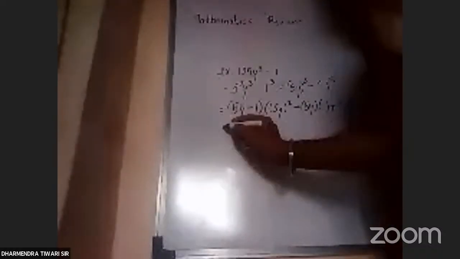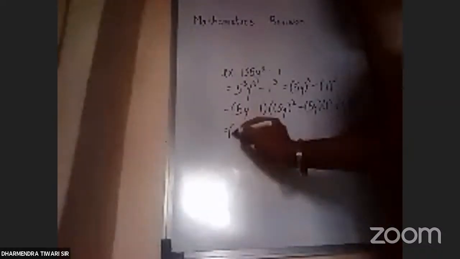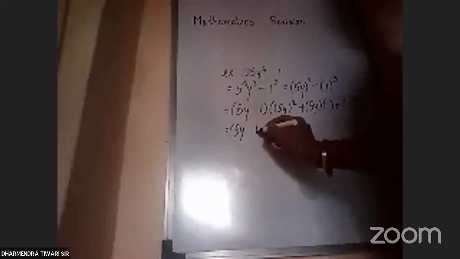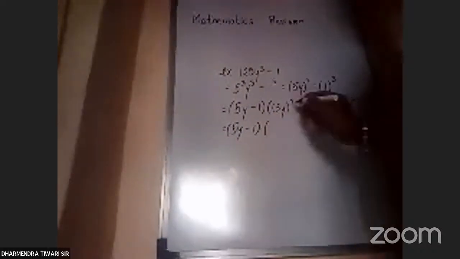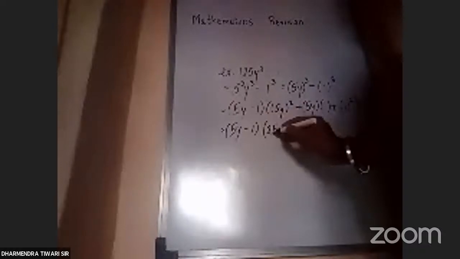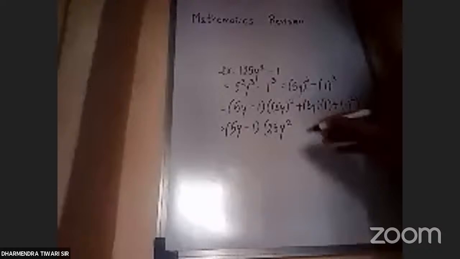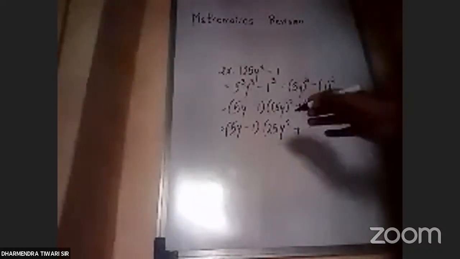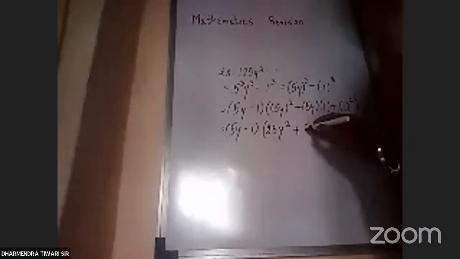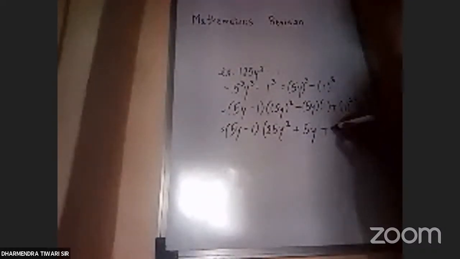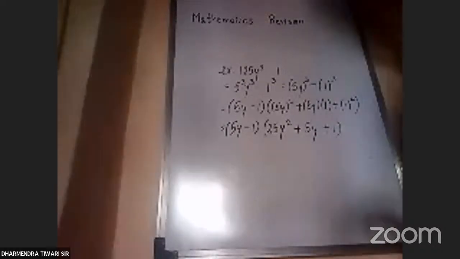Now, after this, you can write this as (5y minus 1) into 5y square, which is nothing but 5 square is 25, y square is y square, plus 5y multiplied by 1 is the same number, that is 5y, plus 1 square is 1. We are done.